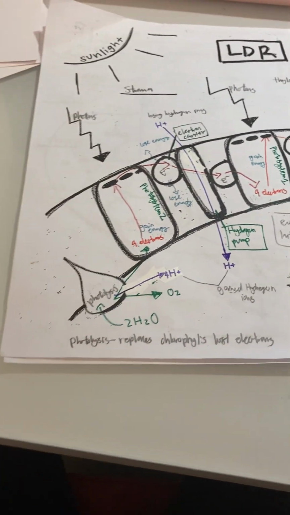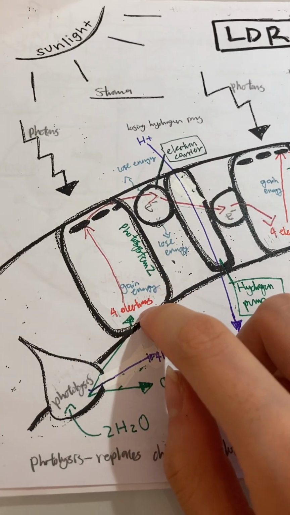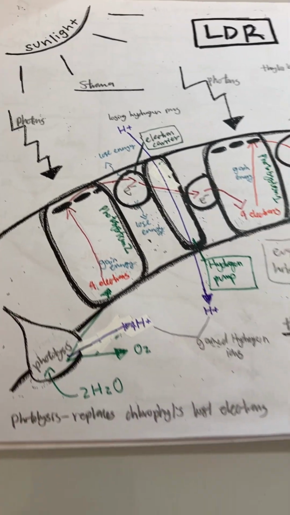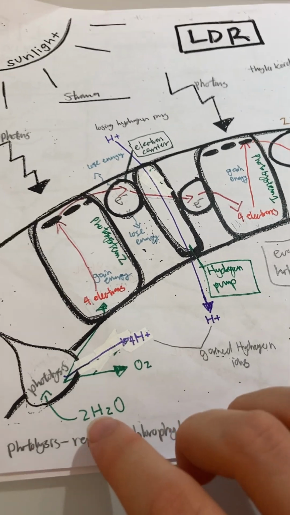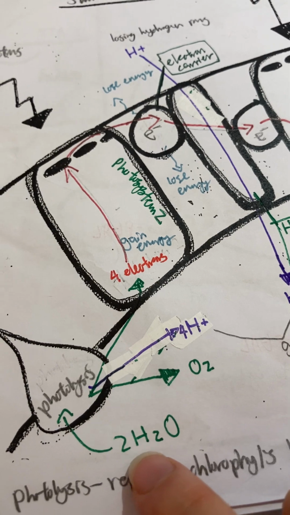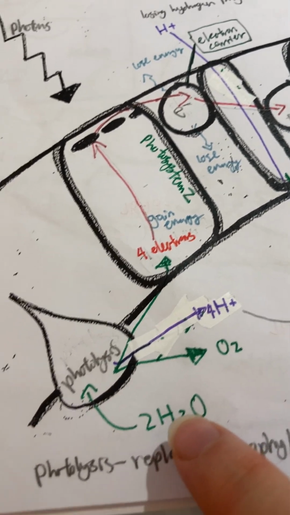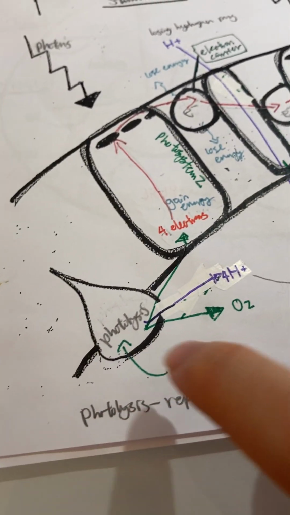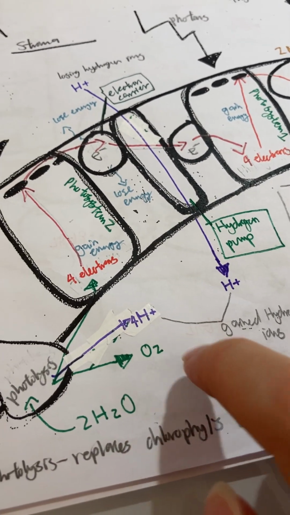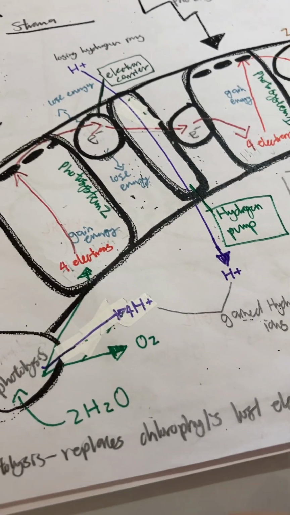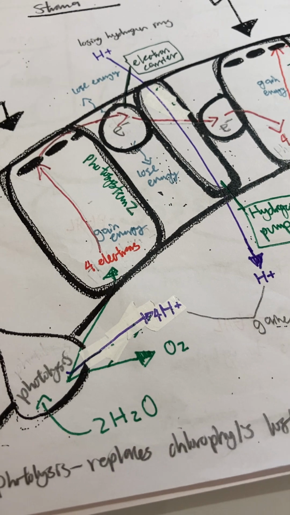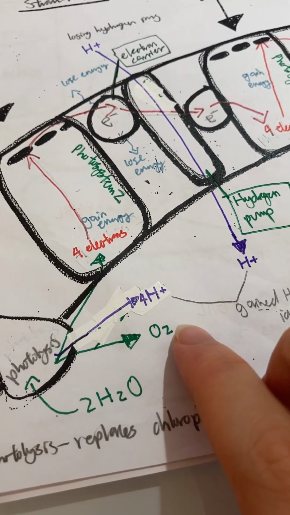We replace the ones that we lost through a process called photolysis. Photolysis basically breaks water. So let's say we have 2 H2Os, 2 waters. Photolysis will break it into oxygen and 4 hydrogen ions and 4 electrons. So basically, the two O's from 2H2O become O2, which is oxygen.